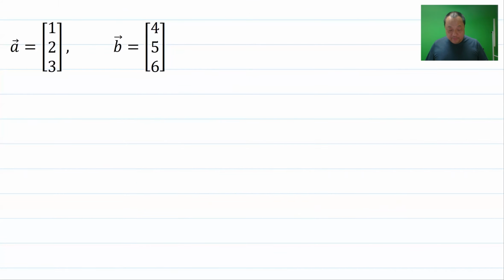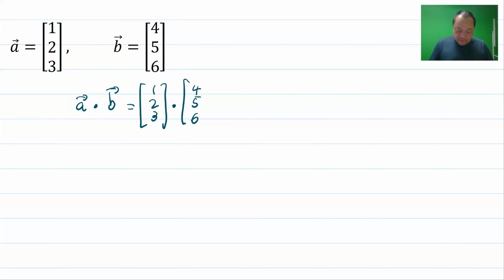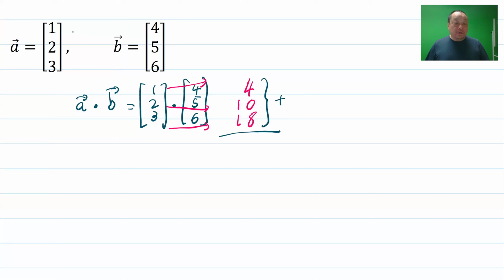Let's do this example. Given vector A is 1, 2, 3, and vector B is 4, 5, 6, then A vector dot B vector is equal to 1, 2, 3 dot 4, 5, 6, and I just multiply straight across. 1 times 4 is 4, 2 times 5 is 10, and 3 times 6 is 18. And then I just add them all together, and then I have 32. So this product is equal to 32. You take two vectors, you multiply them together, and you end up with a scalar.